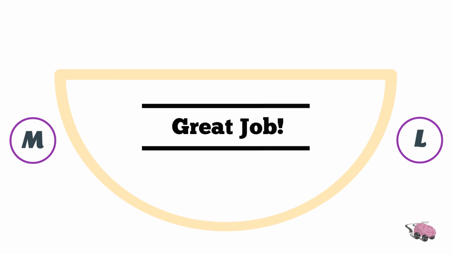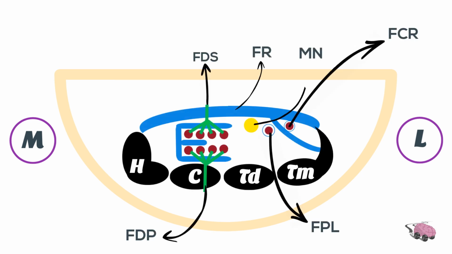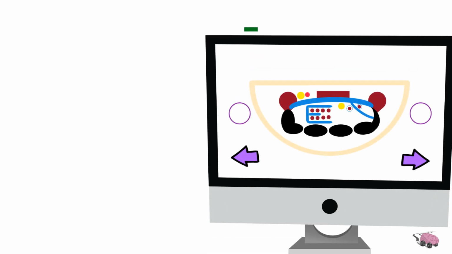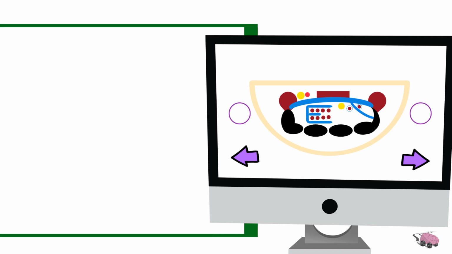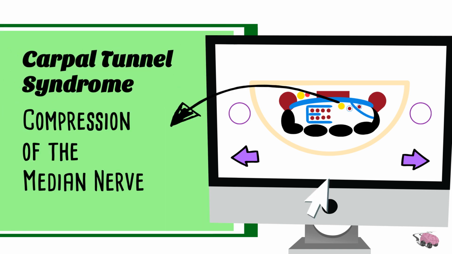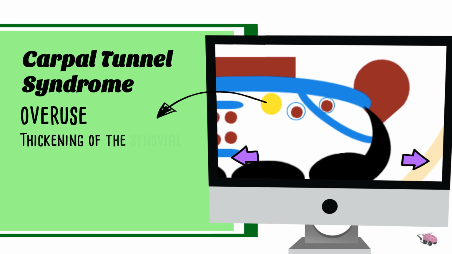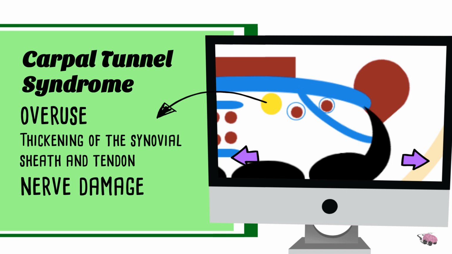Great job! These are the structures forming the carpal tunnel and structures inside the carpal tunnel itself. One of the main significance of the carpal tunnel drawing is carpal tunnel syndrome, which is the compression of the median nerve. Some of the ways carpal tunnel syndrome can come about is overuse, thickening of the synovial sheath and tendon, nerve damage, and many more.